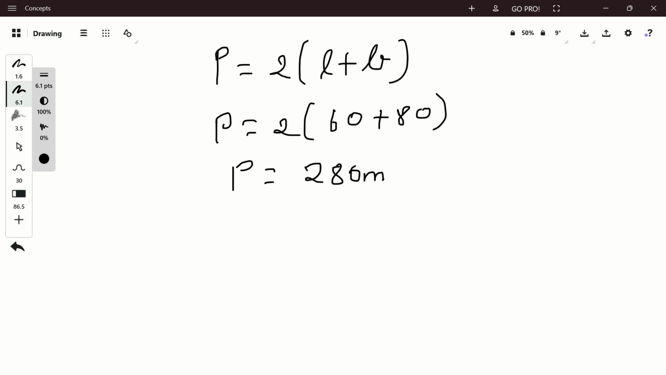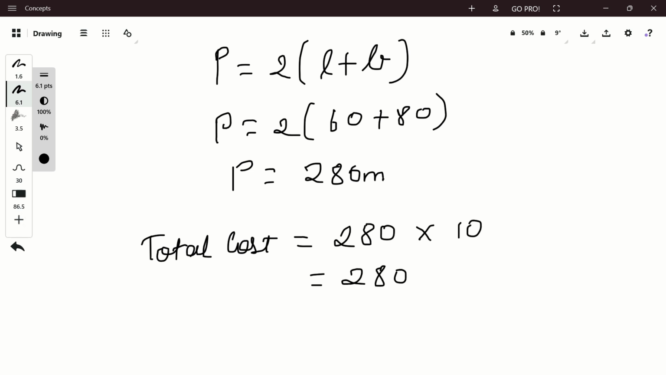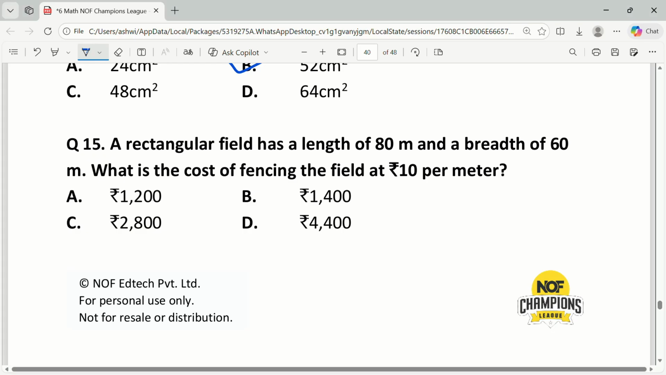The cost of fencing at rupees 10 per meter, we have total cost as perimeter, which is 280, into cost, which is 10, that is 2,800. Comparing with the options, the answer is C, 2,800.